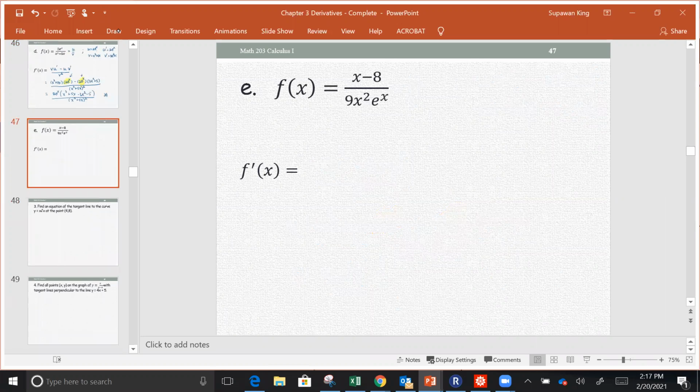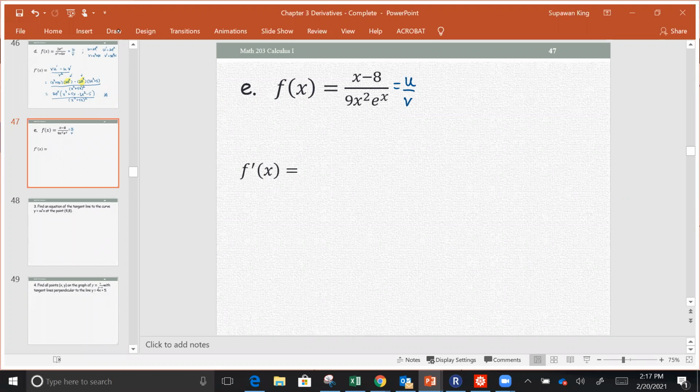Part A, f of x equals (x minus 8) divided by 9x squared times e to the x. See the quotient? We're going to apply the quotient rule. In this case, we see the product as a denominator. So we're going to apply the product rule and the quotient rule in the same problem.